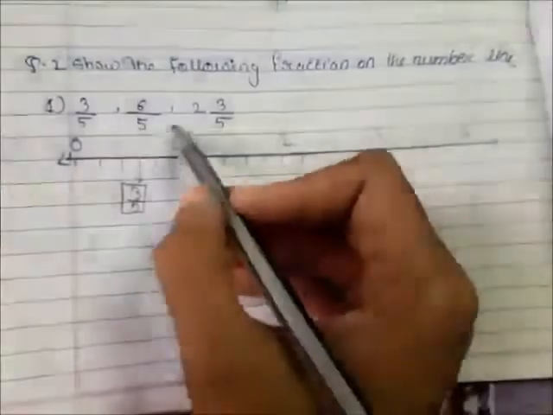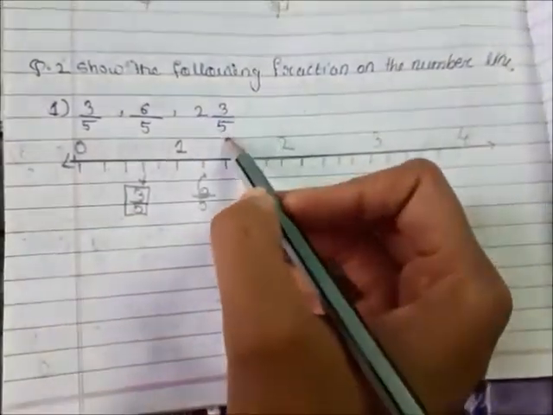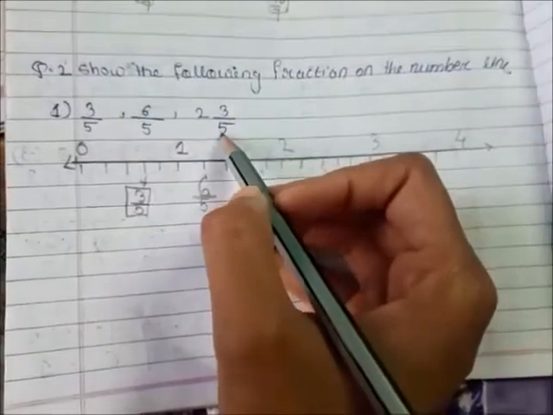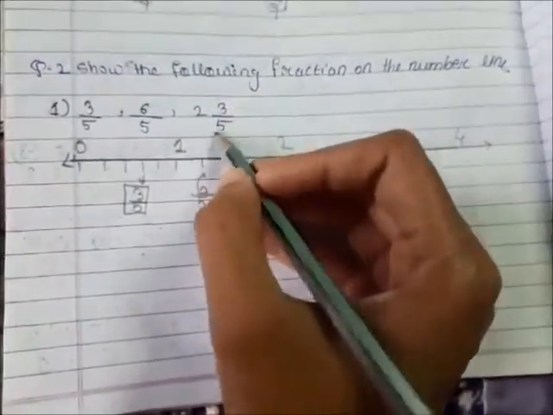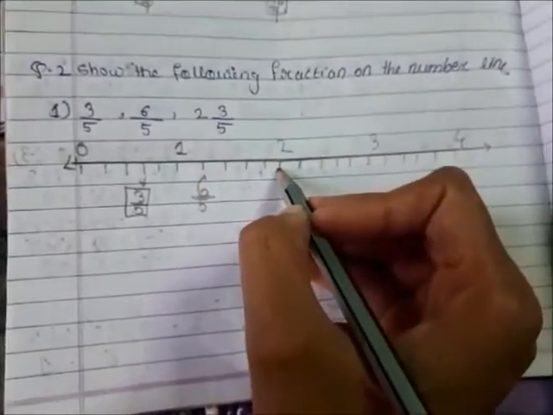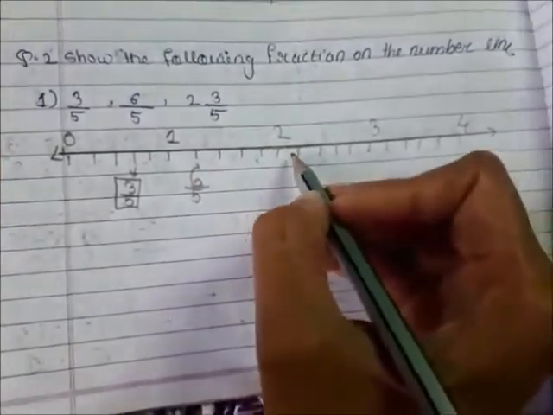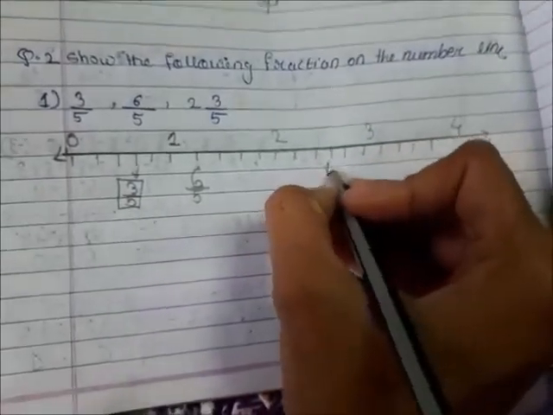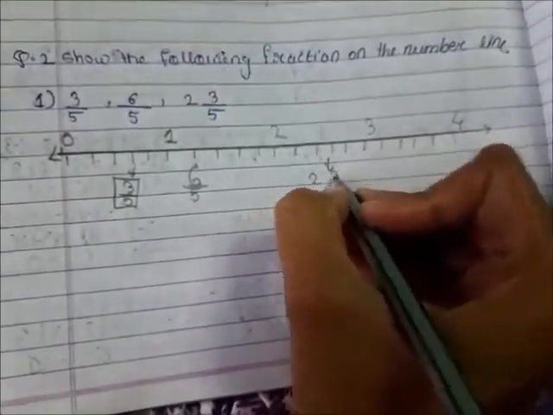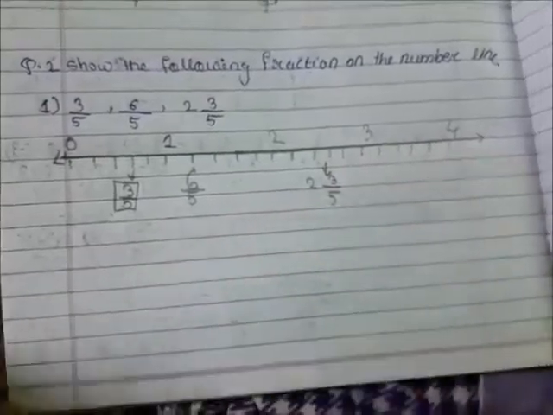After 6 upon 5, we need to show 2 3 upon 5. 2 3 upon 5 means after 2, this is my 2 now. After 2, you need to show 3 upon 5. If we count from 2, this is after 2, 1, 2 and 3. So this is my 2 3 upon 5.